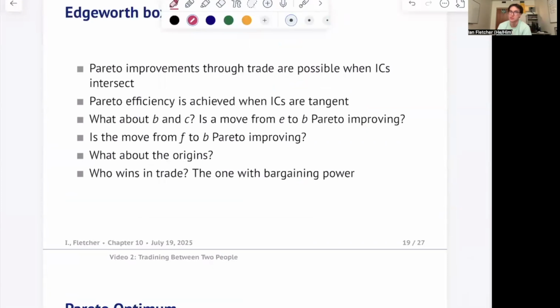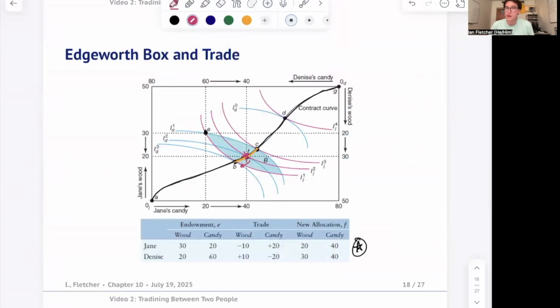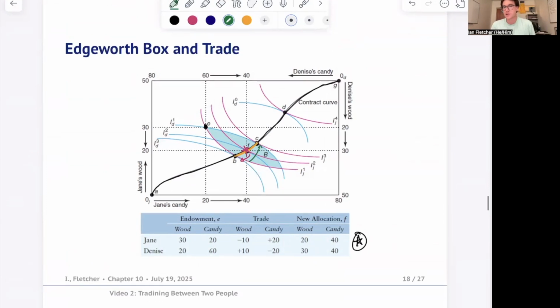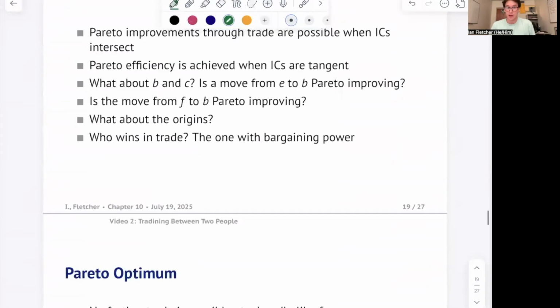And so what about the origins? Again, that would also harm one individual. So we'd already talked about a little bit of these. And so who wins the trade? It's going to be the one with the bargaining power. So, right, each individual here would be okay with improvements from both. But Jane knows that she would be able to move up to C if she can get Denise to just trade without her giving up any or without her moving off of her initial indifference curve. And so this is where bargaining power comes in tremendously.